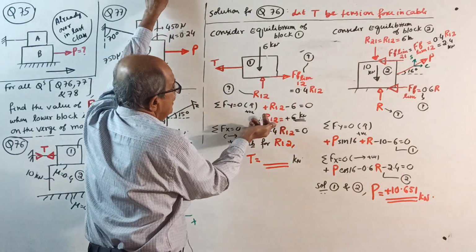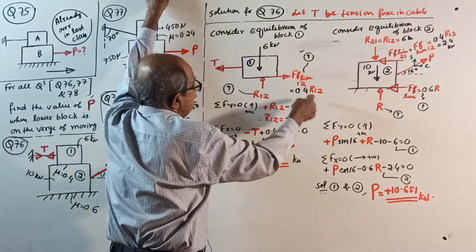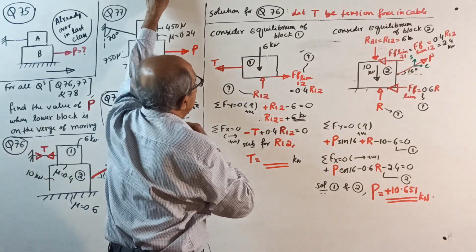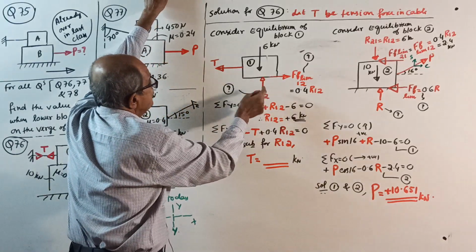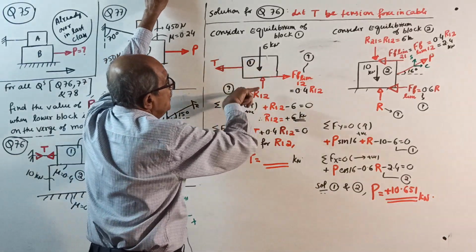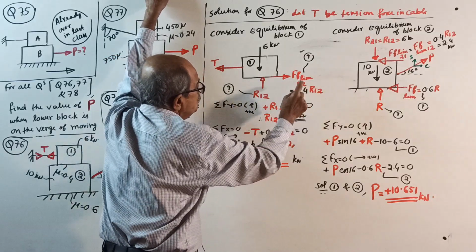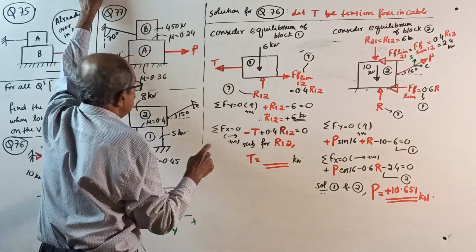Now very simple. R12 minus 60, R12 is 6 kilonewton. Okay. Sigma Fx = 0: minus T plus FF limit for 1-2 equal to 0.4 R12. This I will not explain now.